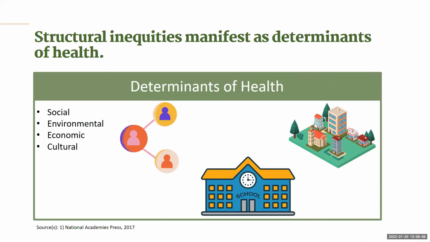So the issue is that these structural inequities manifest as social determinants or determinants of health. These inequities produce systematic disadvantages that lead to inequitable social, economic, environmental, and cultural experiences that ultimately shape health outcomes. For example, the impact of interpersonal, institutional, and systemic biases in policies and practices leads to the sorting of people into resource-rich or resource-poor neighborhoods and K through 12 schools.